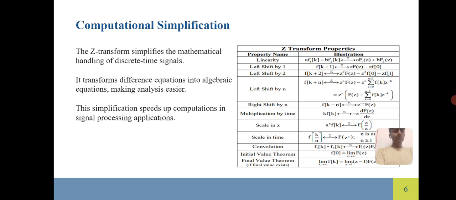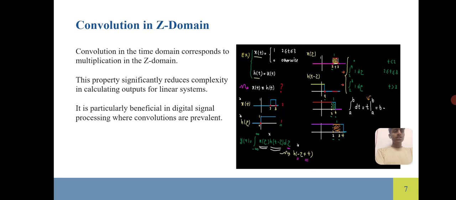So, Z transform properties. Convolution in the Z domain. Convolution in the time domain corresponds to multiplication in the Z domain. This property significantly reduces the complexity in calculating output for linear systems. It is particularly beneficial in digital signal processing where convolutions are prevalent.